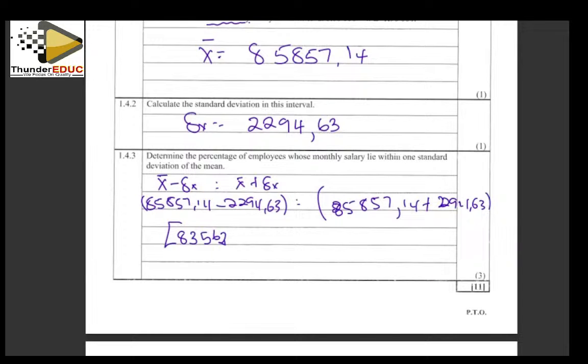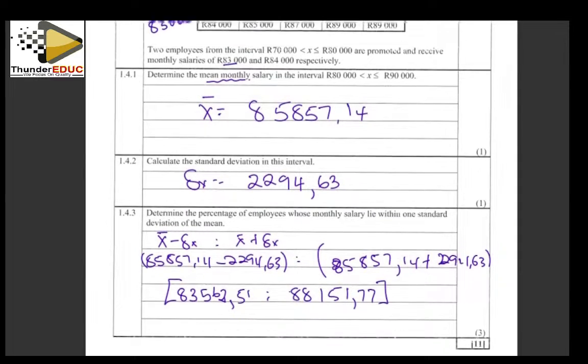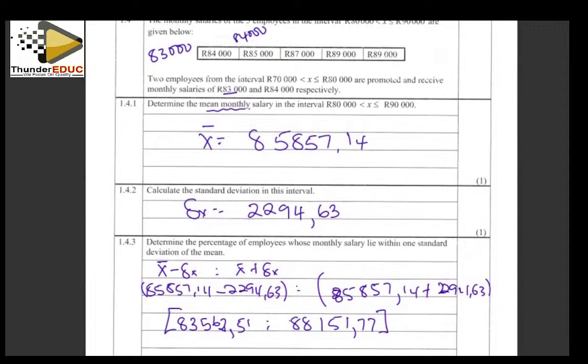So my interval is basically 83,562, because this 85,000 is going to be 83,000, okay? That's 51. And then the upper limit is going to be 88,151,77. Okay, so after getting this interval, I need to count how many data pieces. Remember, I'm dealing with 7 data pieces and no longer 5. So above 83,000, I have the 84, I have the 85, I have 87. 89 lies above or outside. So it's 1, 2, 3, and then 4.